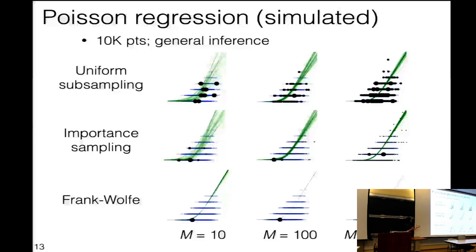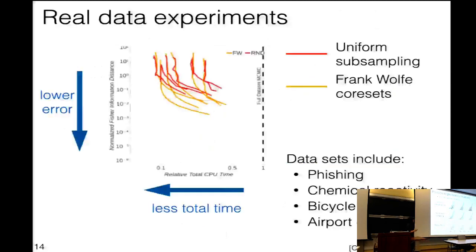Okay, we do this on a bunch of other models, Poisson regression. We actually do clustering on a sphere, and I'll encourage you to check those out in the paper. Basically, we just see the same motif over and over again, that these are very noisy, and that if we do Frank-Wolfe, we get a lot less noise.